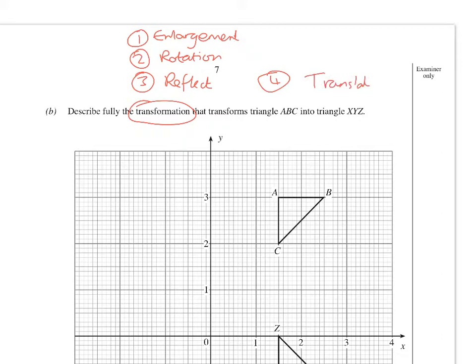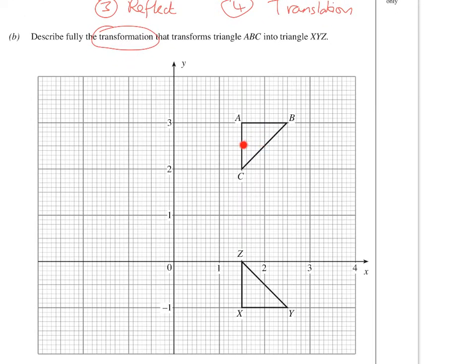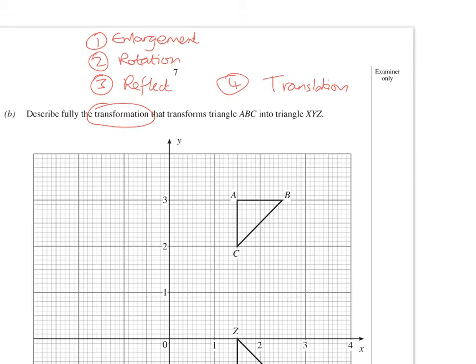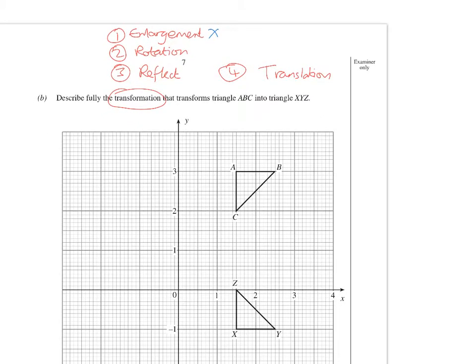Okay, now, an enlargement has made the shape bigger. So if I look at this shape here, is that area bigger or smaller than it currently is? And the answer is no. So I can quite safely say it is not an enlargement. Rotation says it's been spun around, and to me that looks like that could have been spun around, so I'm not going to discount that one yet, okay?